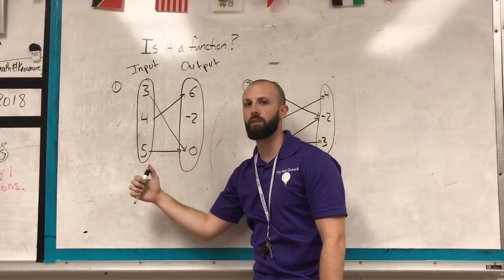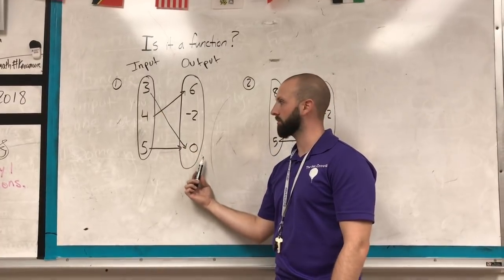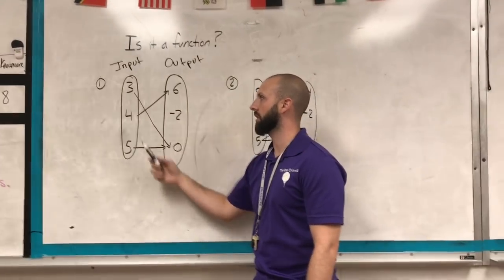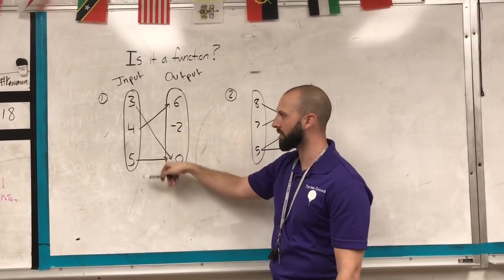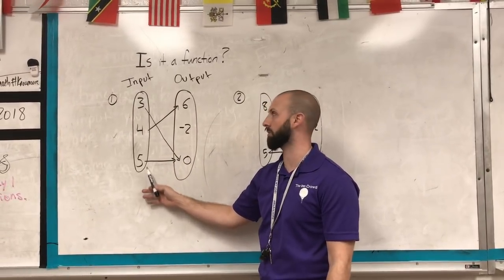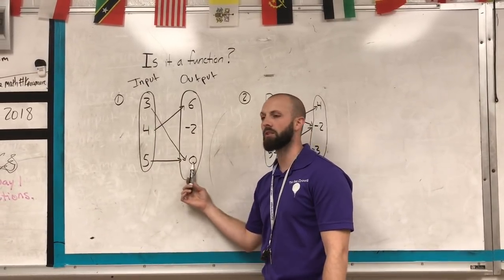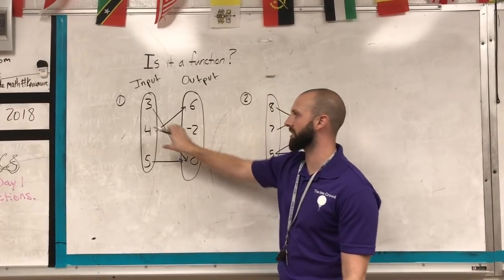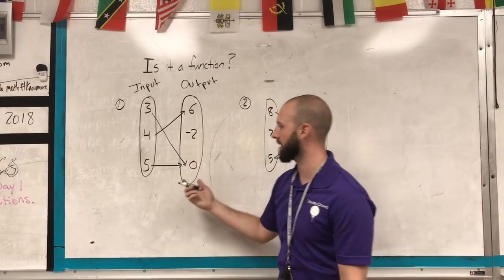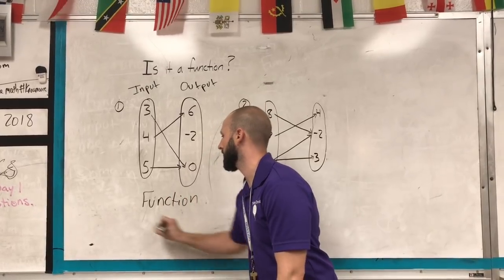For every input, there has to be exactly one output. So for 3, the output is 0. For 4, the output is 6. And for 5, the output is 0. In this one, all of your x's, or all your inputs, are different, so you can automatically say that this is going to be a function. However, the 3 and the 5 share the 0, and that's okay. It's okay that you have the same output, but you can't have an input give out 2 outputs. So this one is a function.